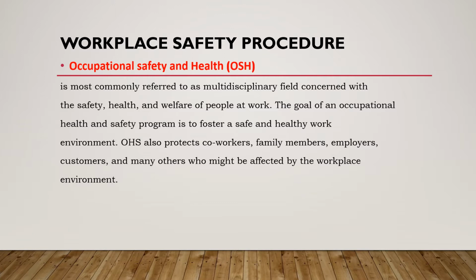Workplace safety procedure. Occupational safety and health is most commonly referred to as a multidisciplinary field concerned with the safety, health, and welfare of people at work. The goal of an occupational health and safety program is to foster a safe and healthy work environment. Occupational Health and Safety, or OHS, also protects co-workers, family members, employers, customers, and many others who might be affected by the workplace environment.